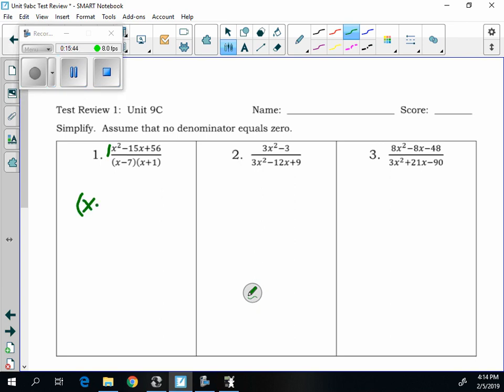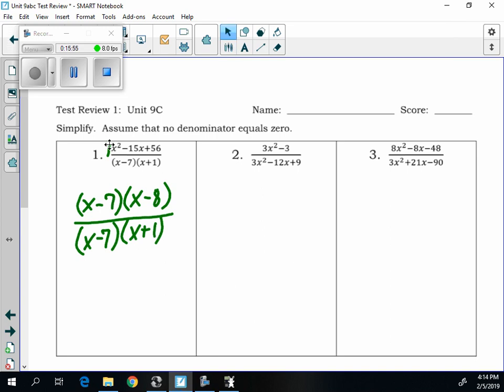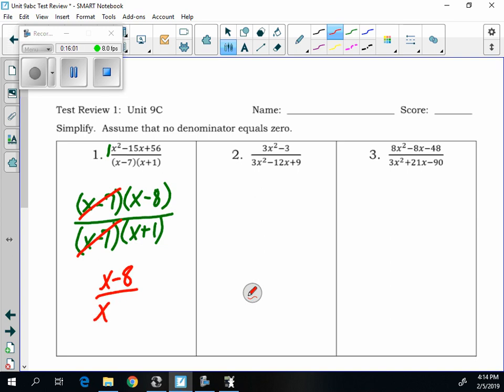And you look at the denominator, you have x minus 7. And see what numerator and denominator you can simplify. And what's left is x minus 8 over x plus 1. That's the simplified expression. Next, number 2 is the same thing.